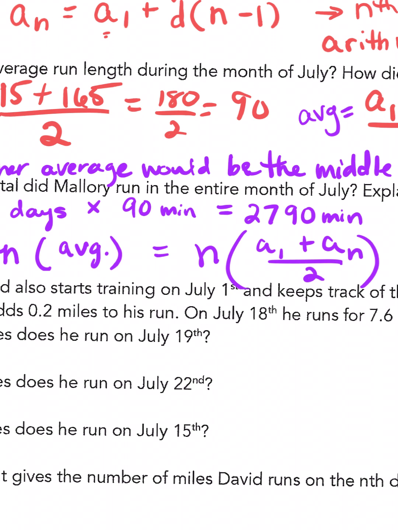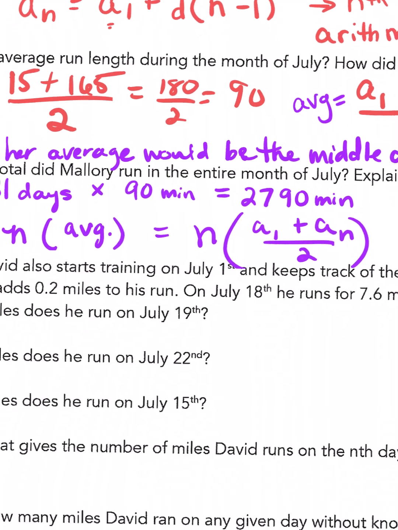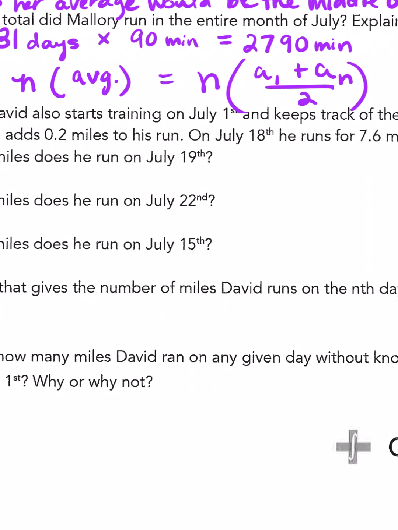All right. So let's look at the next one. Brother David also starts training on July 1st, keeps track of the number of miles he ran, but each day he only added 0.2 miles to his run. On July 18th, he ran for 7.6 miles. How many miles did he run on July 19th? That one should be easy.